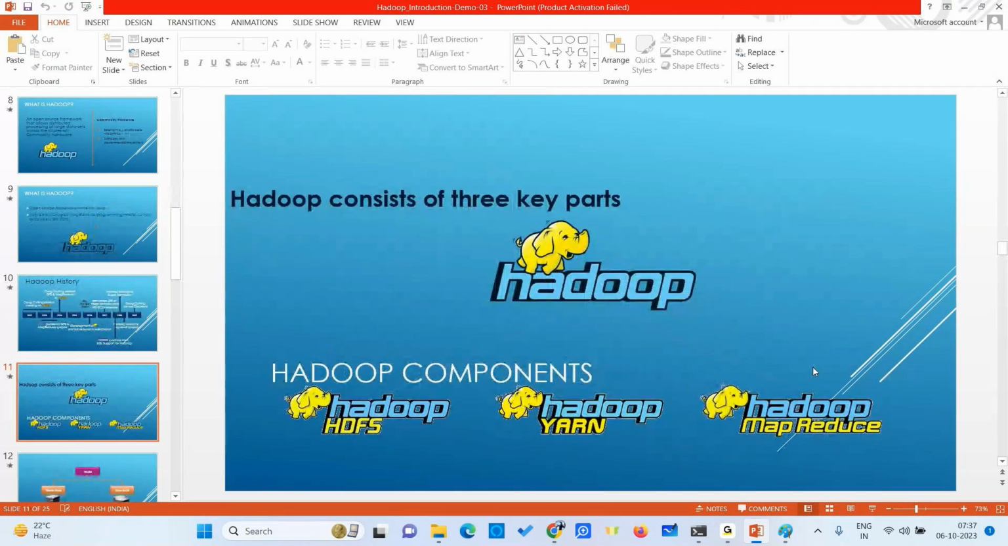Mainly, Hadoop consists of three key parts, as we already know: the Hadoop file system, that is HDFS, and MapReduce. HDFS is for storage purposes, to store the files, and MapReduce is used to process that stored information. To manage these two systems, we need a resource manager, which is called YARN.